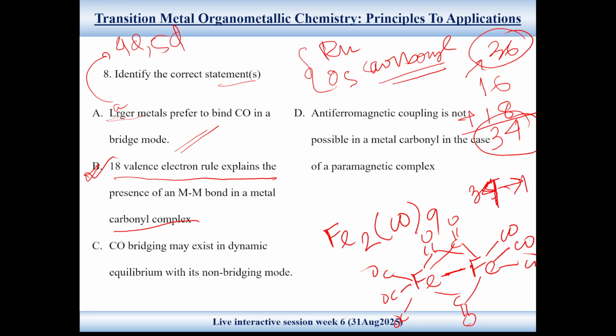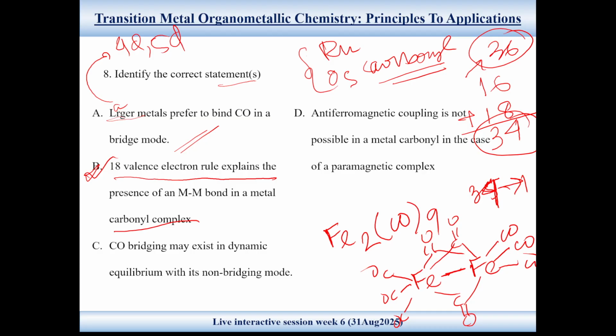But if the question says let's assume the complex satisfies the 18 electron rule, now calculate the number of metal-metal bonds and the number of bridging CO and terminal CO, we definitely write it contains one metal-metal bond, 3 bridging CO and 6 terminal CO. So you can say option B is correct, but actually the 18 electron rule is not the ultimate rule to explain the metal-metal bond in carbonyl complexes.